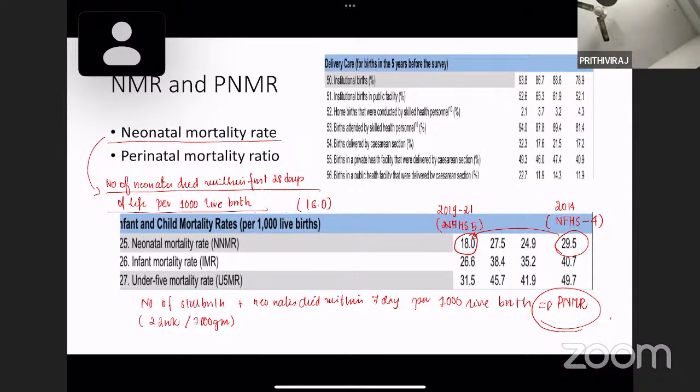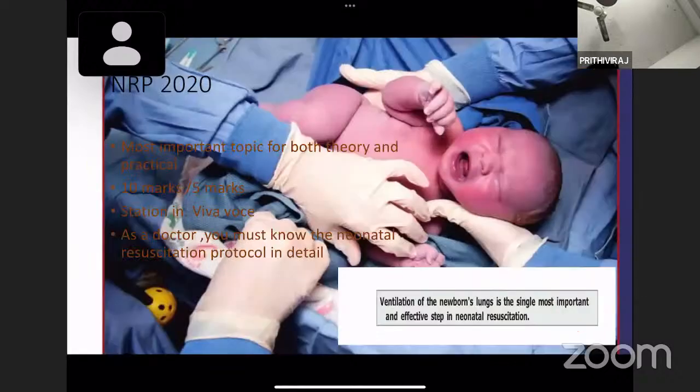Now, the most important topic, the start topic of today's discussion, is our neonatal resuscitation program, which was changed recently in 2020. This is a very important topic because in theory it could be a standalone 10-mark question, and in practical you have a separate station where the examiner will ask you to perform the basic steps done during neonatal resuscitation, tell the equipment used, and how to use it, importantly how to use a self-inflating bag and mask ventilation in a newborn. If you don't know this topic very well, please see these videos twice or thrice and revise, because this will be your sure shot question in your 5-mark, 10-mark as well as your practical station. So don't go to the exam without reading this.